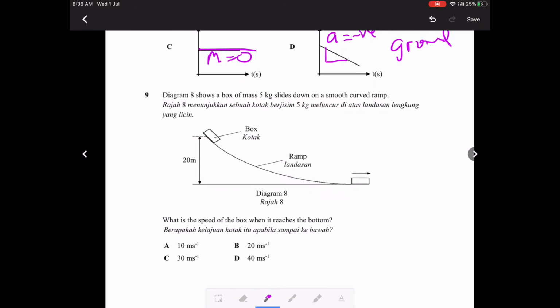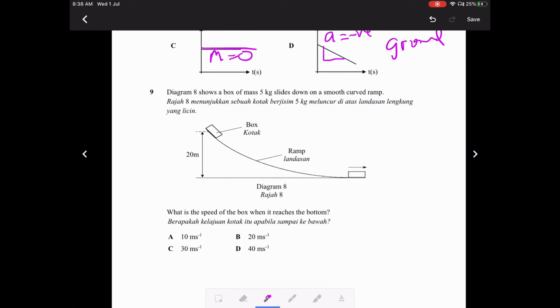Baik, number 9. Okay, diagram 8 shows a box of mesh packages slide down on a smooth curve frame. Okay, so what is the speed of the box? Okay, so soalan number 9 ini berkaitan dengan conservation of energy. Okay, so ini dia cerita tentang conservation of energy. Di mana kalau objek itu berada di sini pada satu ketinggian, maka ini ialah gravitational potential energy. So, formula dia ialah mgh.